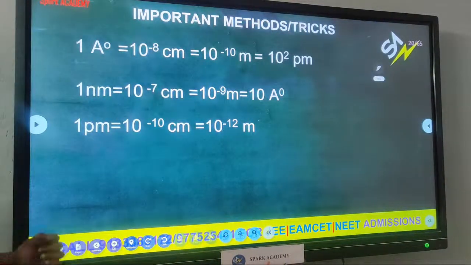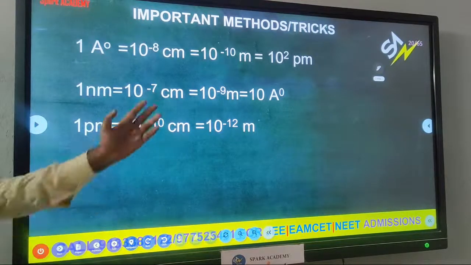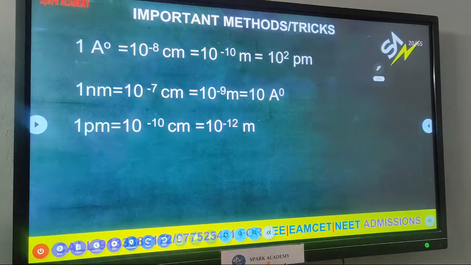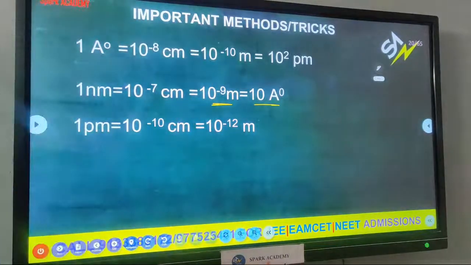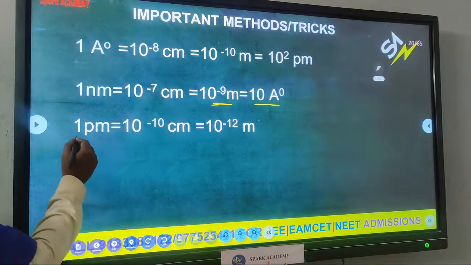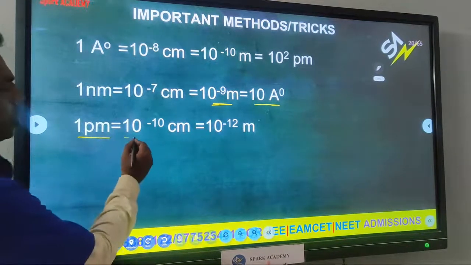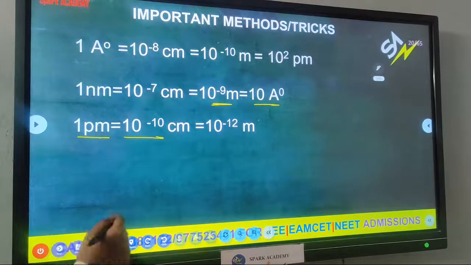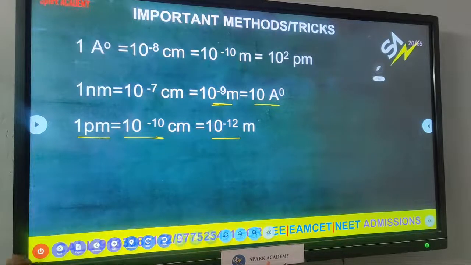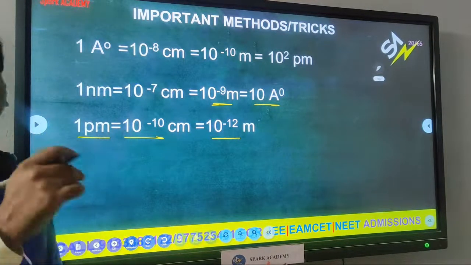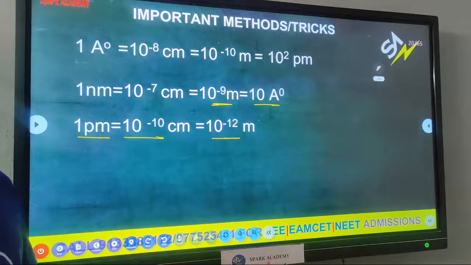Now 1 nanometer is equal to how many centimeters, how many meters, how many angstrom units? 1 nanometer is equal to 10 to the power of minus 7 centimeters. What about meters? 10 to the power of minus 9. What about angstrom units? 10 angstrom units. 1 picometer is equal to 10 to the power of minus 10 centimeters. What about meters? 10 to the power of minus 12 meters. But according to our syllabus, we use angstrom units, rarely nanometers and picometers.